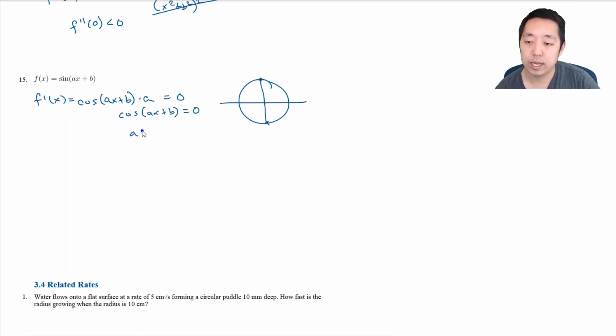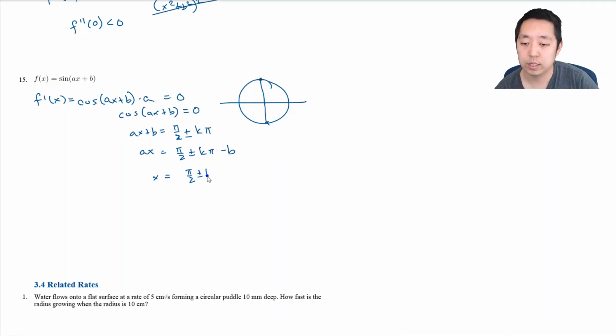So ax plus b is equal to pi over 2 plus some integer multiple of pi, plus or minus. And so ax is equal to pi over 2 plus or minus k pi minus b, and then I divide that by a. So x is equal to (pi over 2 plus or minus k pi minus b) divided by a. Okay, these are all my critical points.